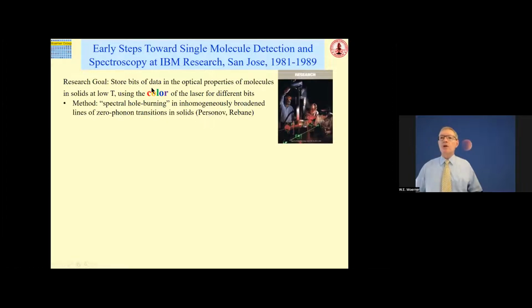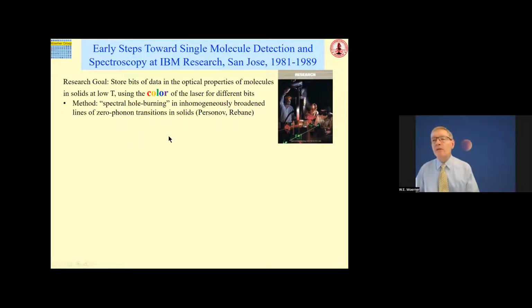We had a research goal to store data in the optical properties of molecules. In this picture, several of us are using lasers and low temperatures, liquid nitrogen and so on. The idea was to use the color of the laser for the different bits at low temperatures, a method called spectral hole burning. This effect occurs in inhomogeneously broadened absorption lines of zero phonon transitions in solids.